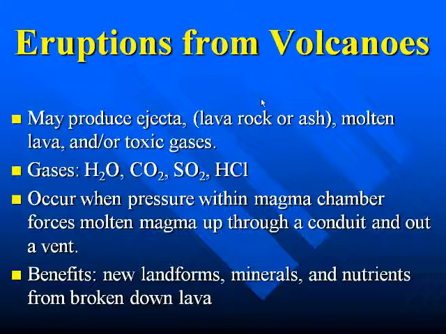Okay, so eruptions from volcanoes may produce ejecta, which is lava rock or ash, molten lava, and toxic gases. So there's a lot of stuff potentially coming out from them. The gases they release: water and carbon dioxide, sulfur oxide, and hydrochloric acid. They occur when pressure within the magma chamber builds up, that forces that magma up through the conduit and out a vent. The benefits: you get new land, a lot more minerals that come up from inside the earth, and a lot more nutrients from that broken down lava.